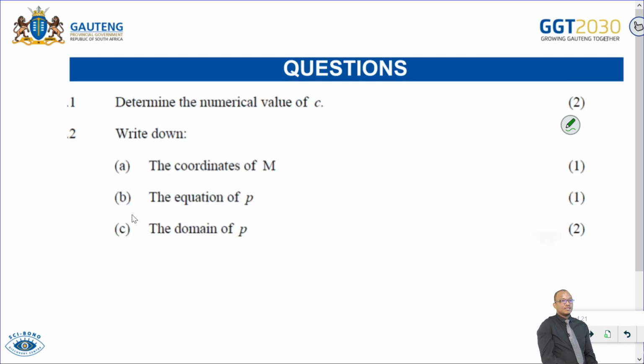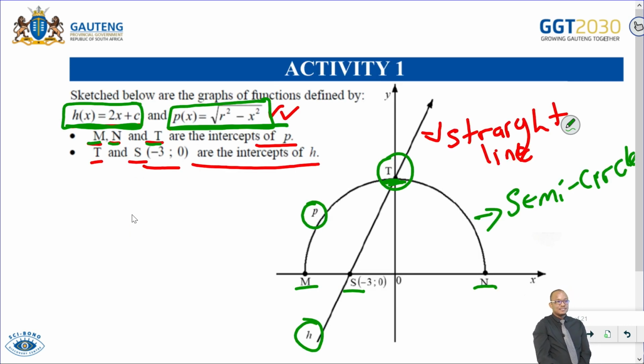So now, let's go and look at our questions. So the first question says, we must determine the numerical value of C, correct? And looking at the statement, we can see that C is on the equation of the straight line. So we have to determine that value of C.